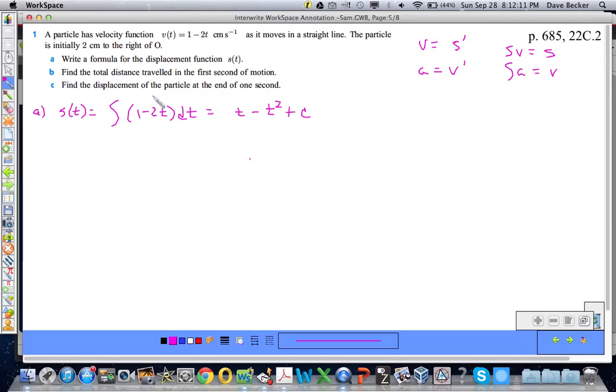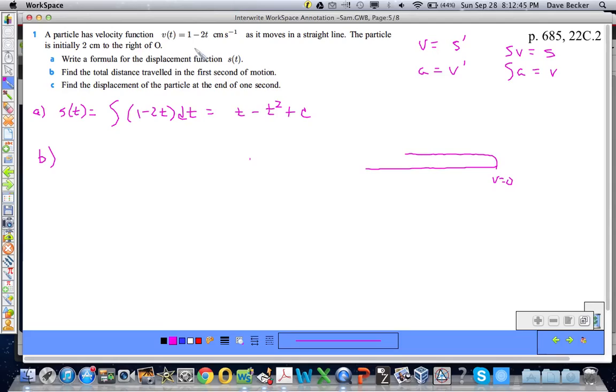Okay. Find the total distance traveled in the first second of motion. So total distance is not displacement because we don't know if this particle changes direction. And when do you change direction? Well, if you're moving along at a particular speed and you change direction, your velocity has to go to 0. So when velocity equals 0, let's say right here, you know you change direction.